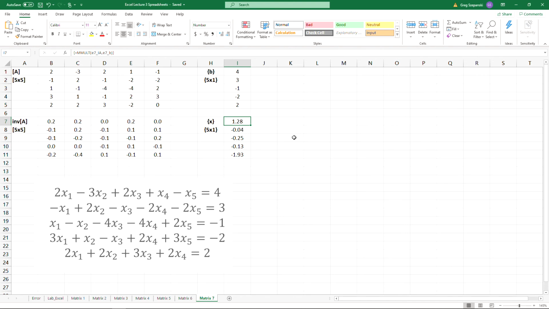Now you know how to solve simultaneous equations with multiple unknowns in Excel.